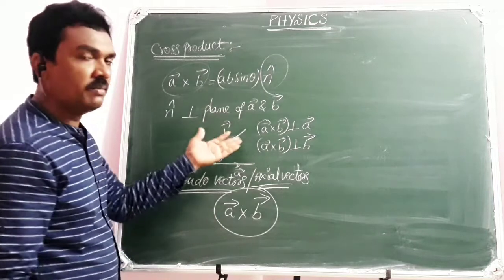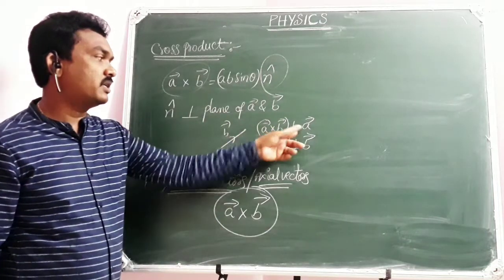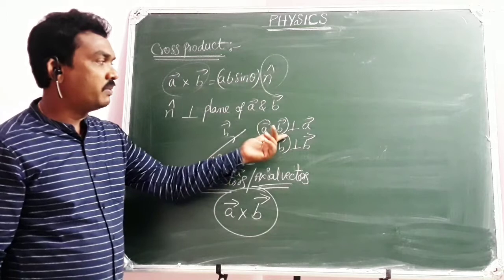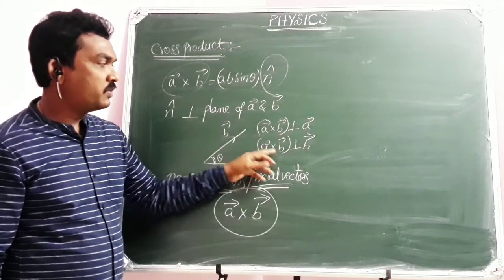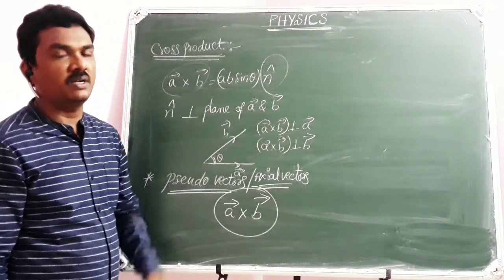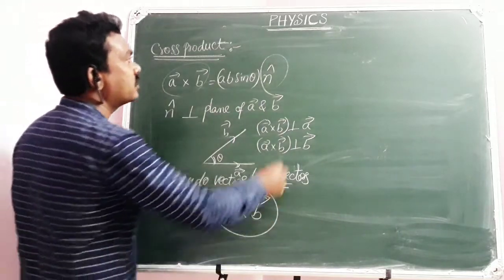So it is perpendicular to each of a bar and b bar, so the dot product will be 0 also. a bar cross b bar dot a bar is 0. a bar cross b bar dot b bar is 0, because they are perpendicular vectors. This is what you need to understand.